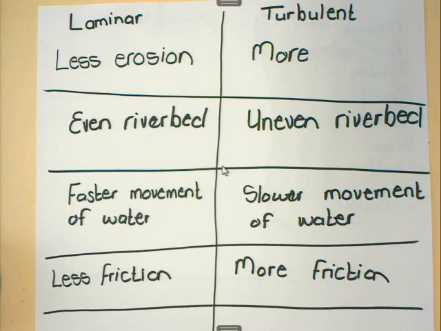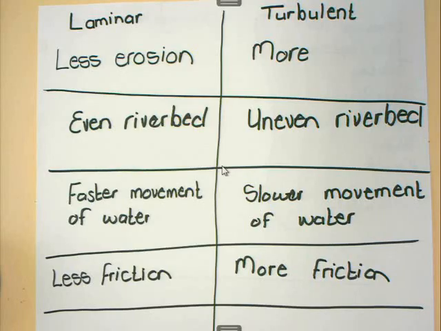The laminar flow has less erosion, and the turbulent flow has more erosion. The laminar flow has an even riverbed, whereby the uneven riverbed is characteristic of the turbulent flow. The laminar flow has a faster movement of water, whereby the turbulent one has a slower movement of water. And then in the laminar flow there is less friction, whereby in the turbulent flow we have more friction.